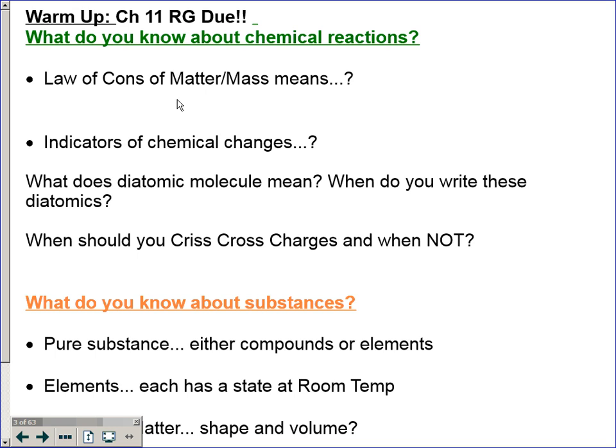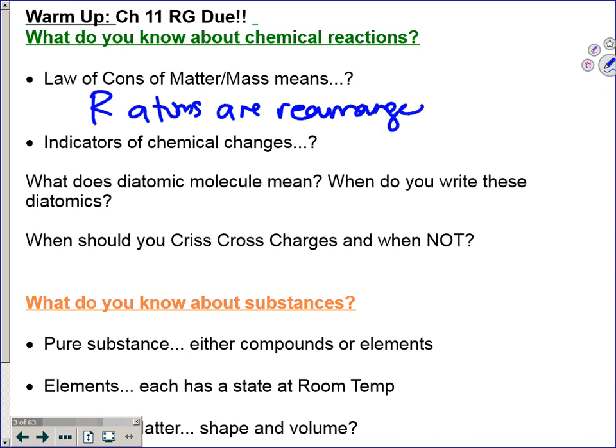Okay? So law of conservation of matter or law of conservation of mass means what? Izzy? Basically all mass products have to be reactant. The reactant have to be in product. Reactant atoms, I'm going to abbreviate for you. Reactant atoms are rearranged to form what? Products. Great. Reactant atoms are rearranged to form products.